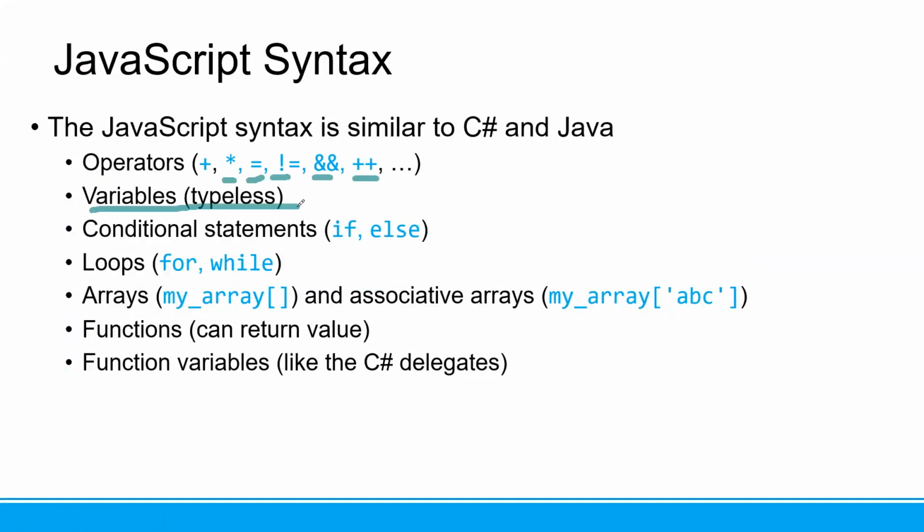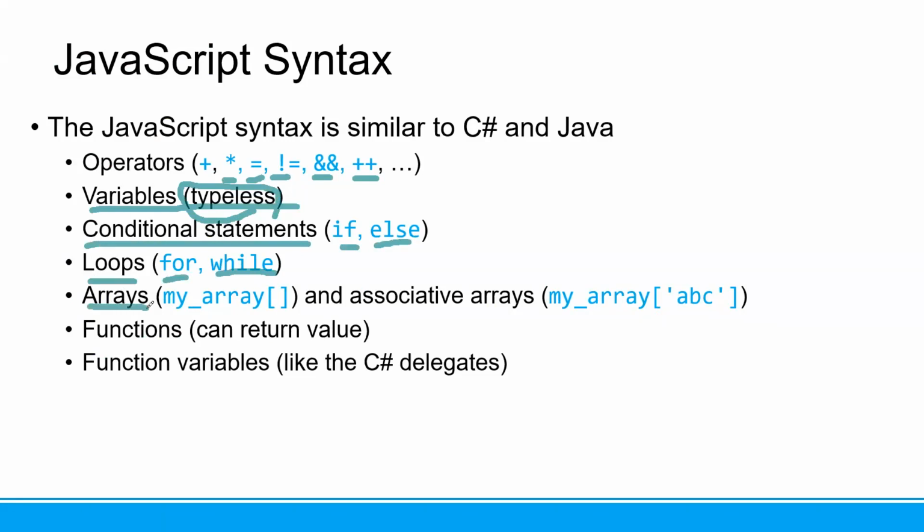We do not have the type. We do not care about either it is integer, string, or double. So we call it typeless. There is no data type. And the conditional statements, we have if, else. For the loops, we have for and while. And we have array.